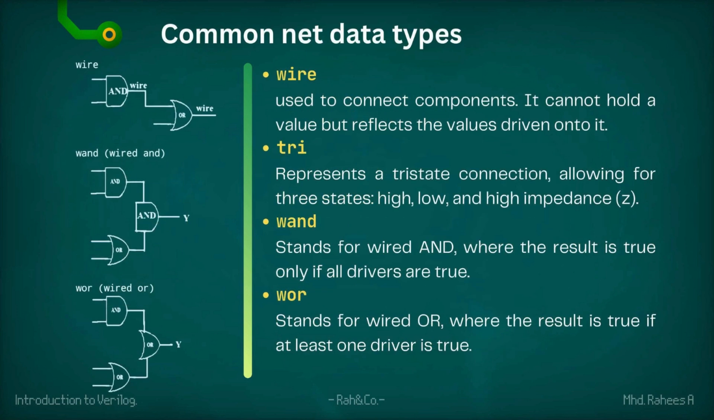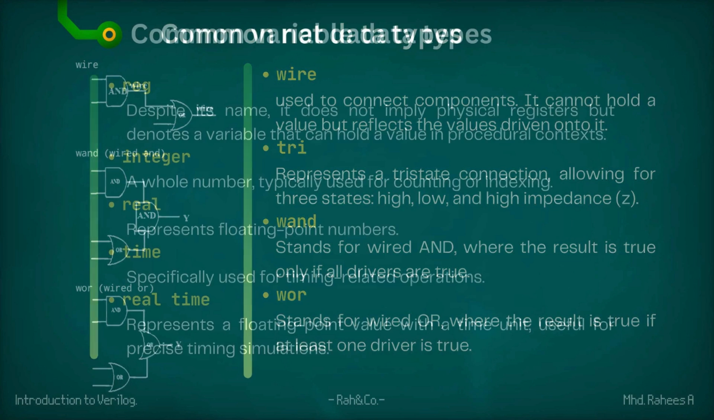Common net data types. First one is wire, the most basic net data type used to connect components. It cannot hold a value but reflects the value driven on it. Another one is tri, represents a tri-state connection, allowing for three states, high, low and high impedance. Next one is WAND, stands for wired and, where the result is true only if all the drivers are true. Next WOR, stands for wired or, where the result is true if at least one driver is true.